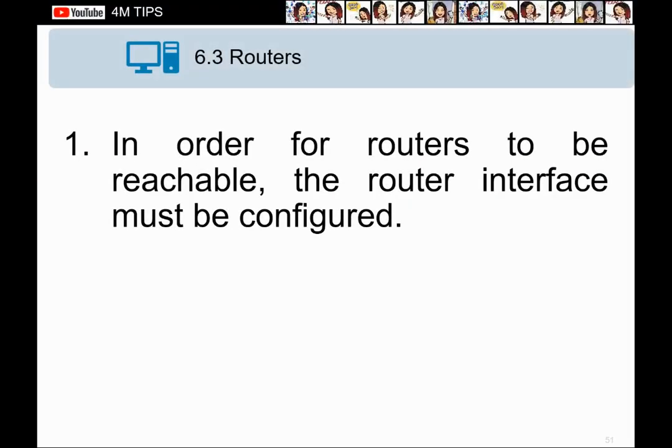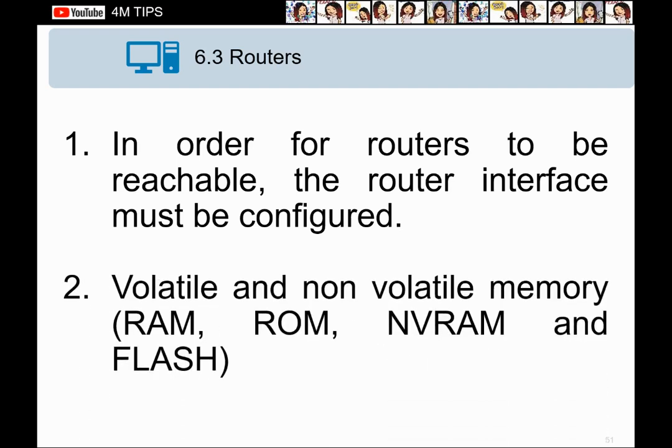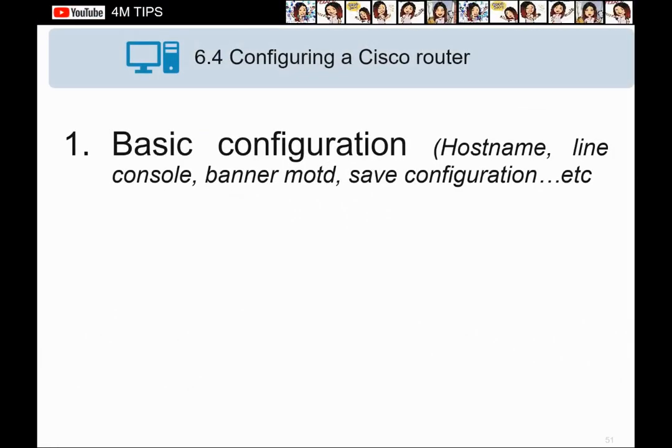For the 6.3 session on routers, in order for the routers to be reachable, the router interface must be configured. So you know that we do some configurations: you put the IP addresses, you put the subnet mask, and you have to issue no shut. All this is configuration done on the routers. Don't forget, a router behaves like a computer. So you also learned about the volatile and non-volatile memory, such as RAM, ROM, NVRAM, and flash.